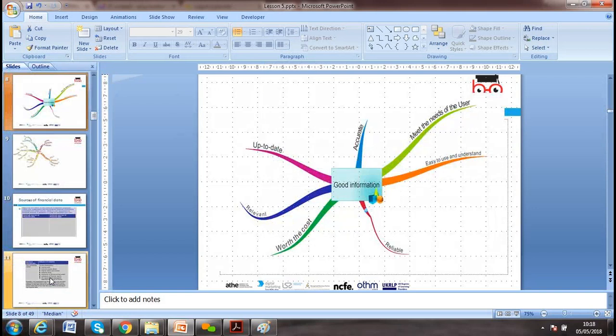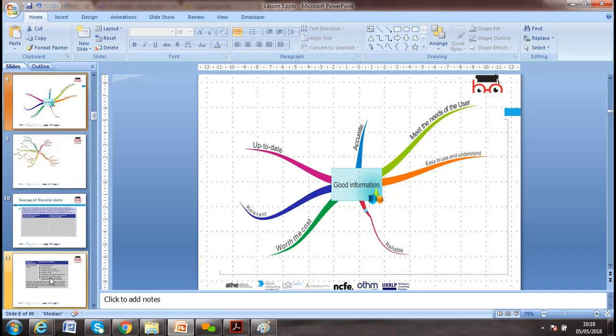Okay, so we discussed data and information. We discussed internal and external sources of data: financial reports, Companies House, stock exchange are external; internal company reports and things are internal. Whatever information we get from internal or external sources, we need to ask the question: what sort of things need to be contained within that data or information to make it good information?